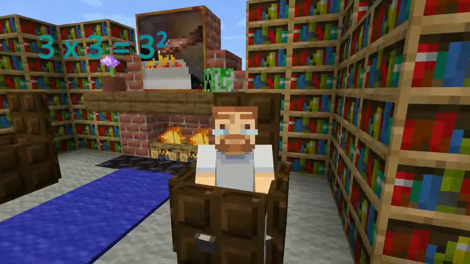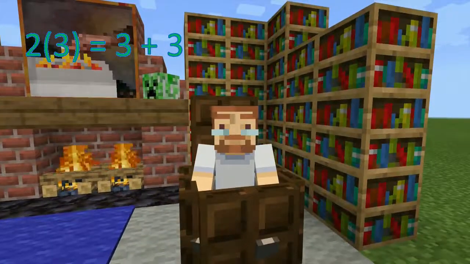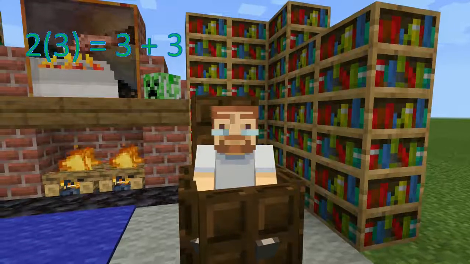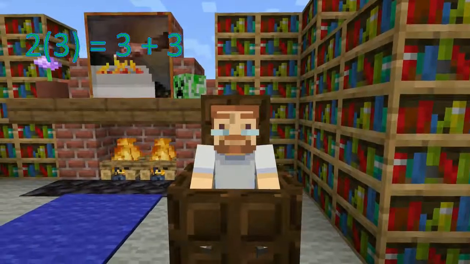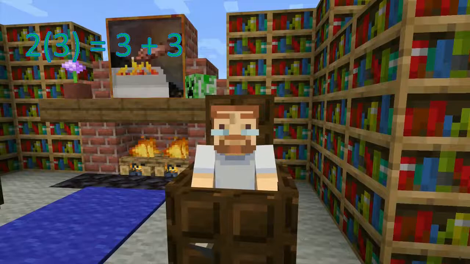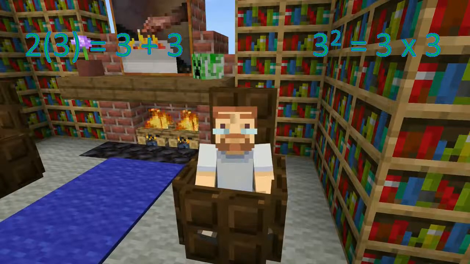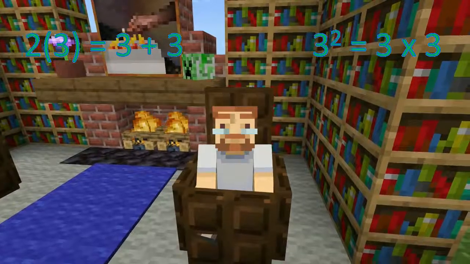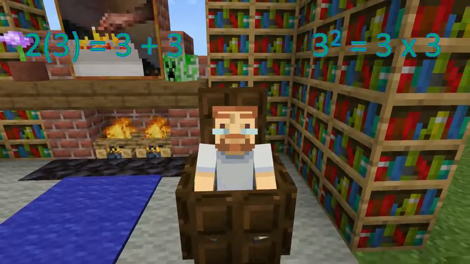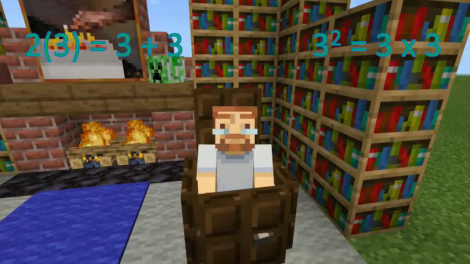If you had 2 times 3, then that would mean the math is 3 plus 3. You're adding 2 3's. With 3 squared, it's similar, except it's 3 times 3. The 2 tells you how many times you're multiplying 3's.